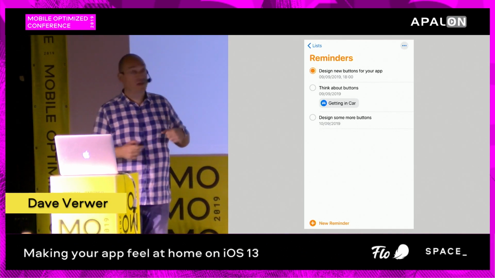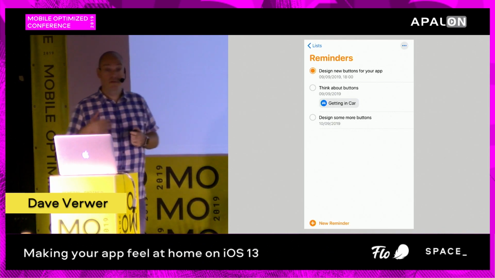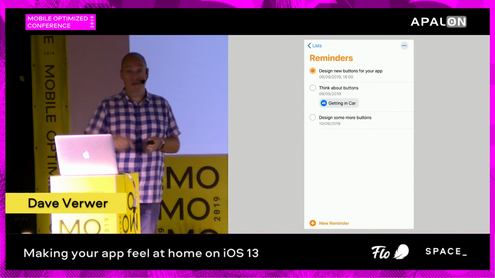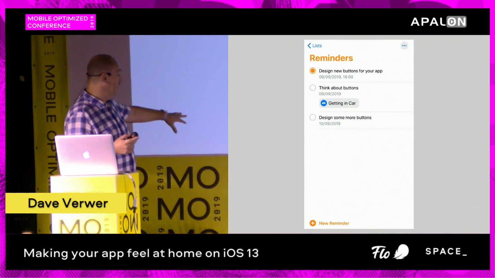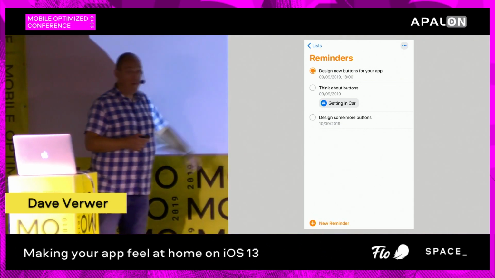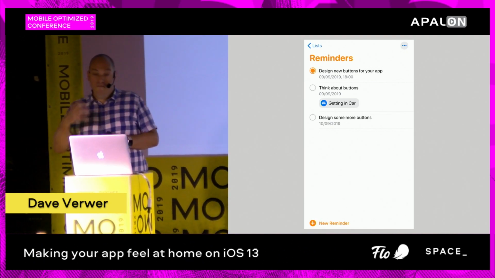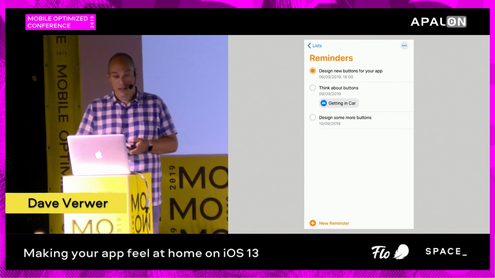We then have the buttons that are actually there to tick off the to-do items as you've done them, right? So you hit the button next to the item that you've just done. And finally, at the bottom of the screen, you also have this new reminder button. So we've got 4 different styles of button on one screen.